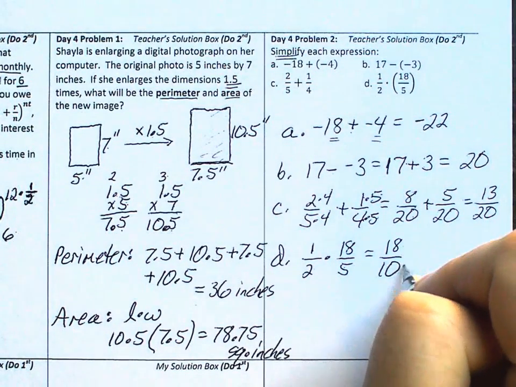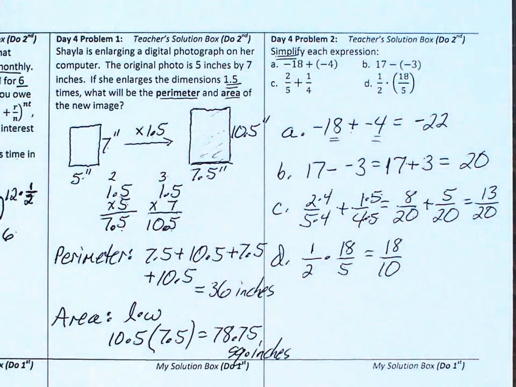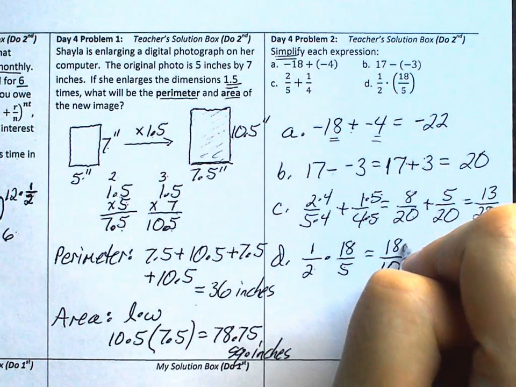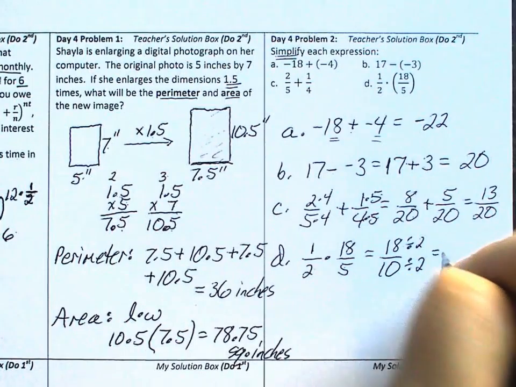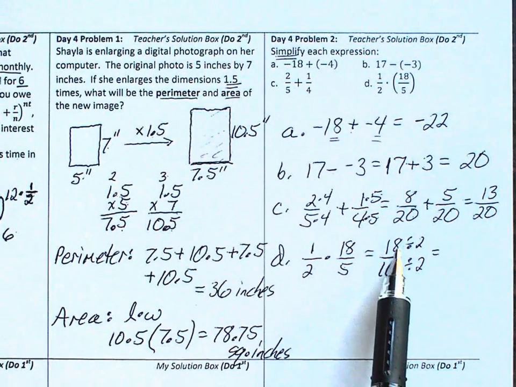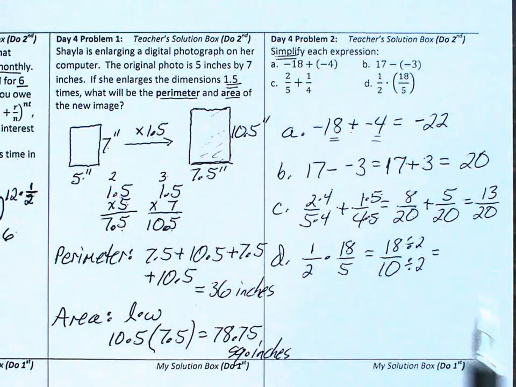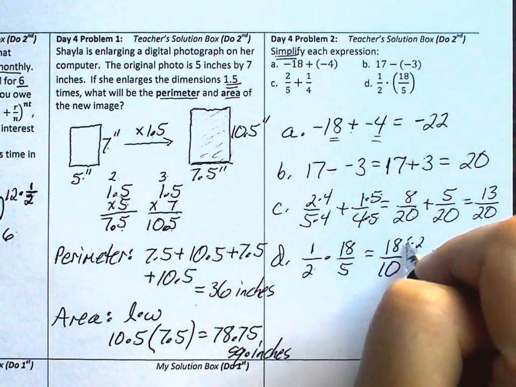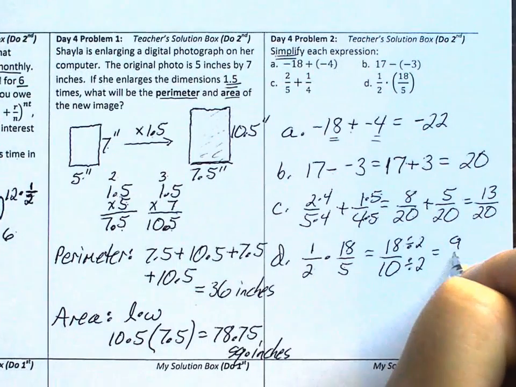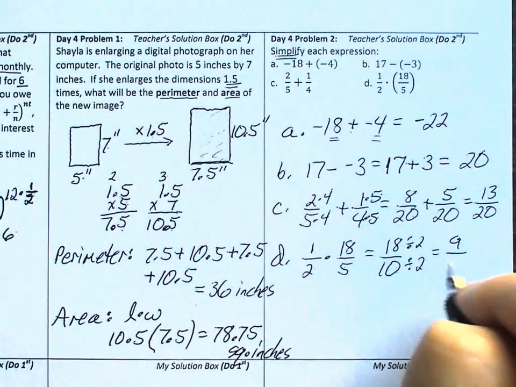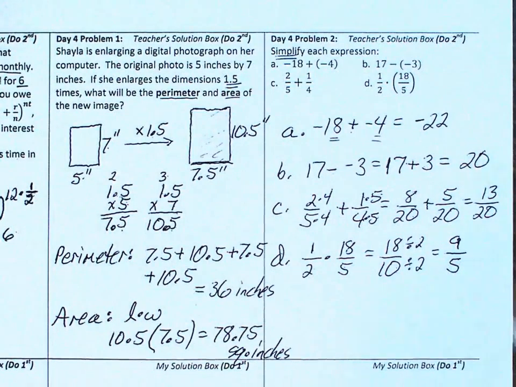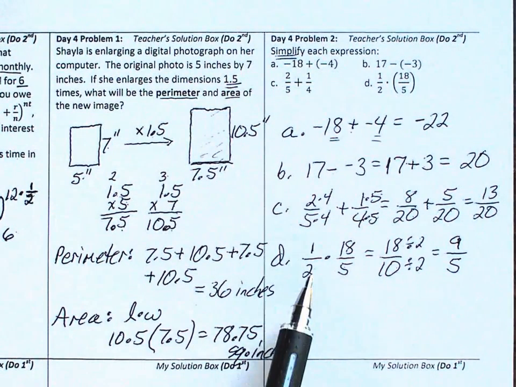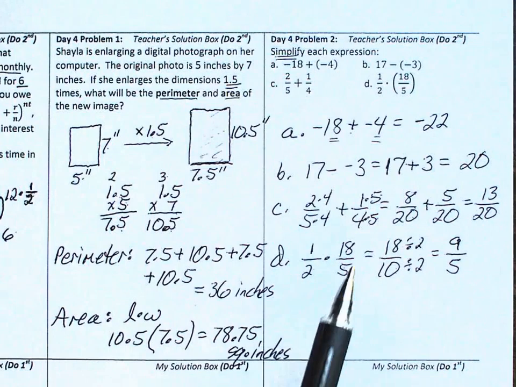18 and 10 are both even, so they can both be divided by 2. If we divide this by 2 and divide this by 2, that will reduce the size of the numerator and reduce the size of the denominator, giving us a simpler looking fraction. 18 divided by 2 is 9, and 10 divided by 2 is 5. And so 9/5 is our answer to this multiplication problem here.